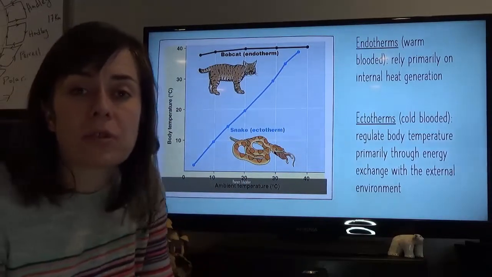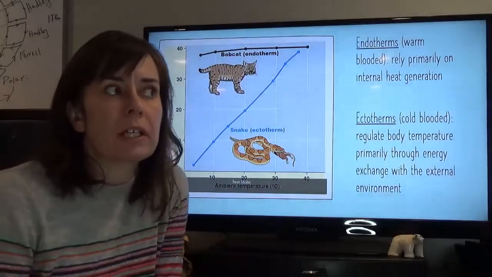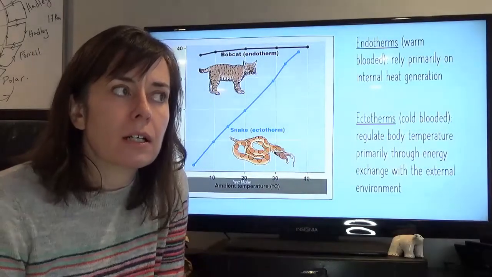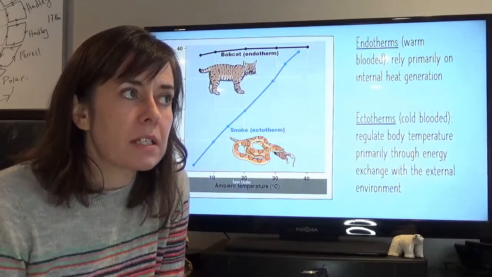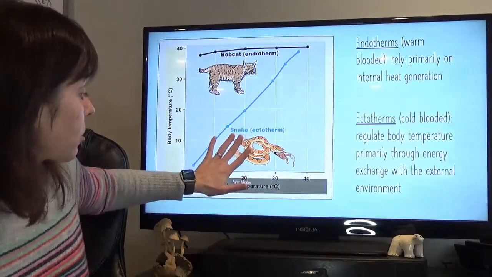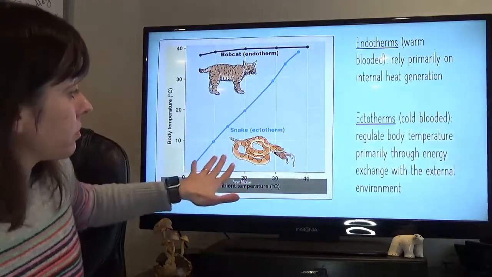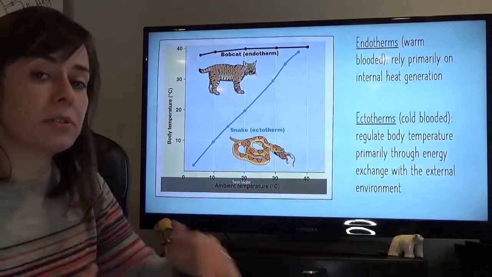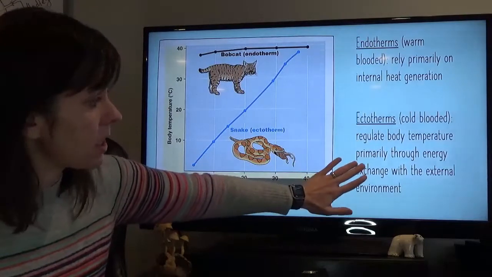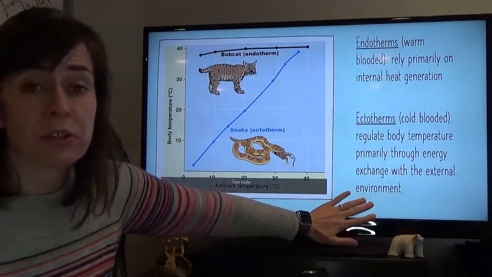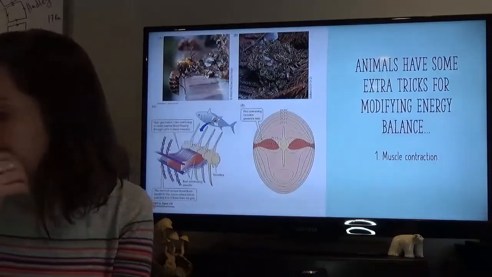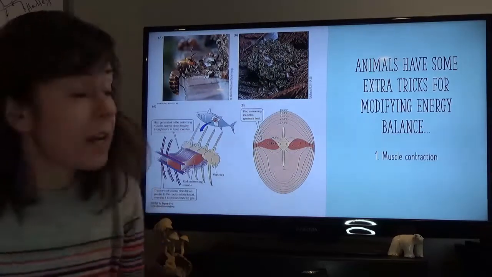Okay, and there are some ways that ectotherms can help to regulate their body temperature, predominantly through muscle contractions and movement. But for the most part, we have ectotherms that respond to external temperatures and so have to use other modes of staying warm. So these are our cold-blooded species. They regulate body temperature primarily through energy exchange with the external environment. So much more similar to those processes that plants have to face.